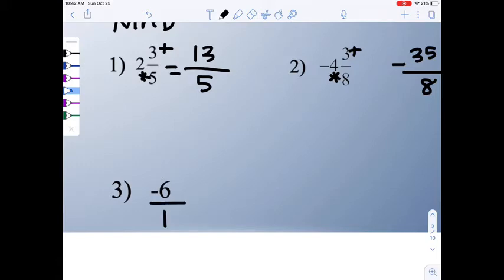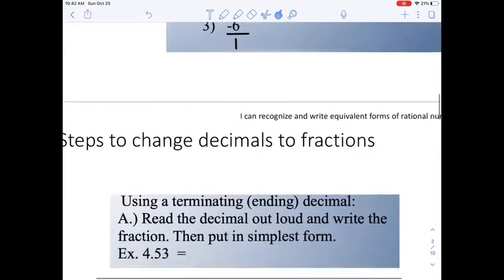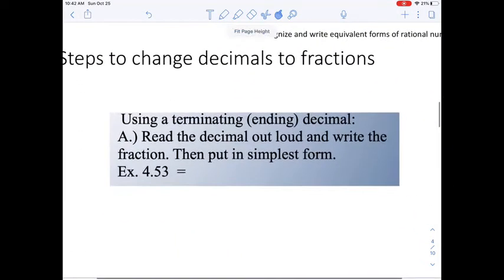And then number 3 is -6. To change this into a fraction, all we have to do is put it over 1. -6 over 1, it's the same as -6, but now it's in fraction form.